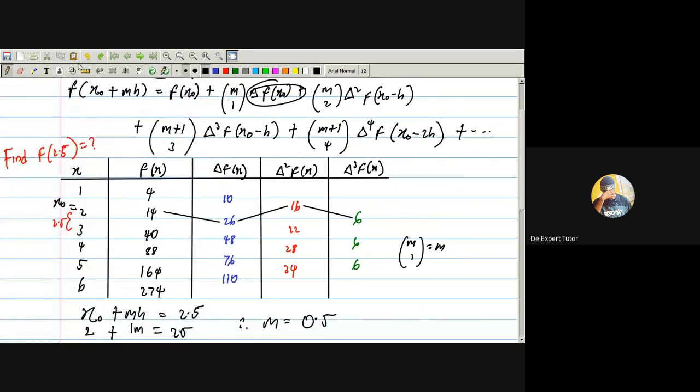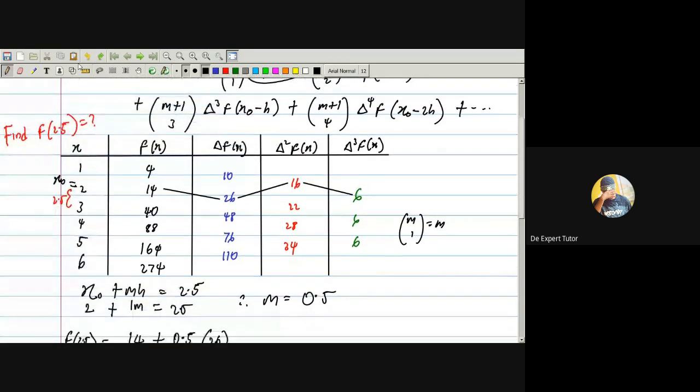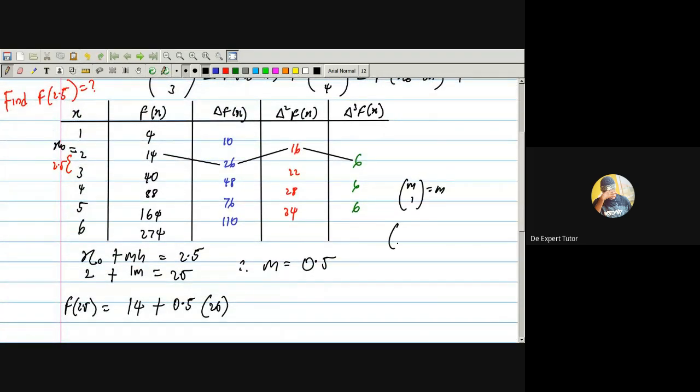Yeah, let's move. Next, m combination 2. What's m combination 2? Do you know? M bracket m minus 1 all over 2 factorial. That is m bracket m minus 1. That's what? 0.5 times minus 0.5, all over 2 factorial, that's 2, then times what do we have? 16. That's why I say if you don't know the formula, you can maneuver your way from here. Very easy, but just practice.